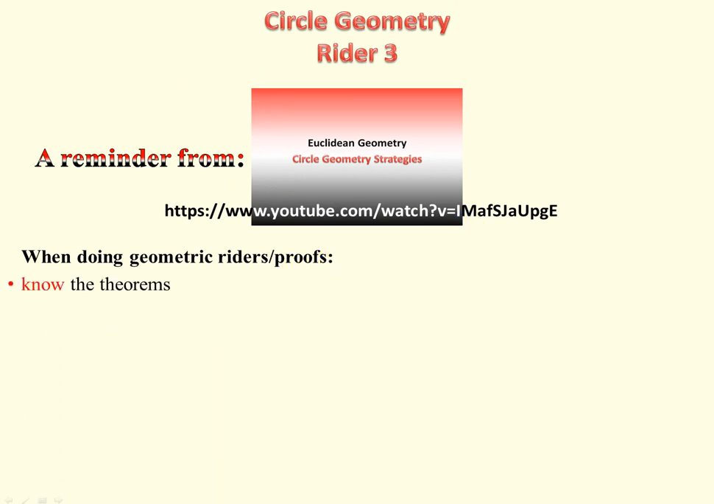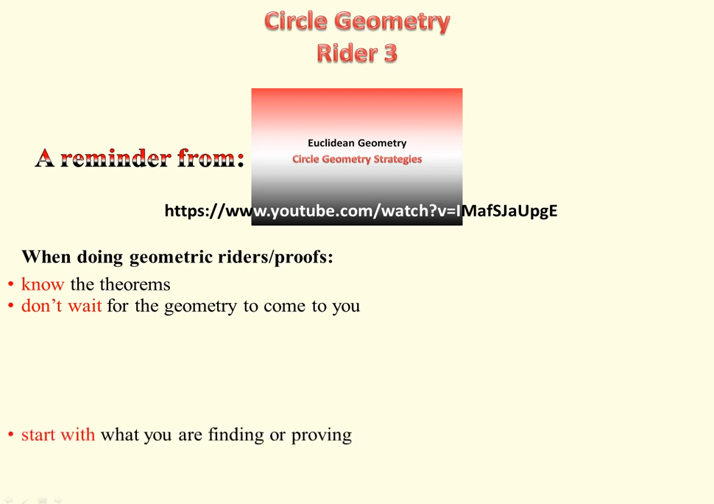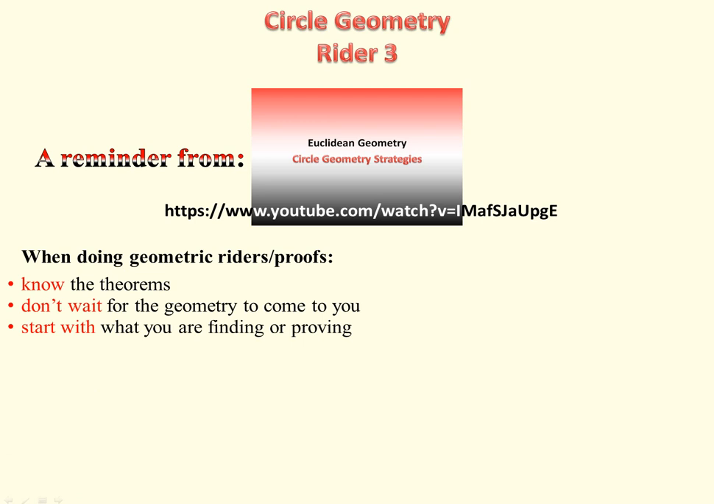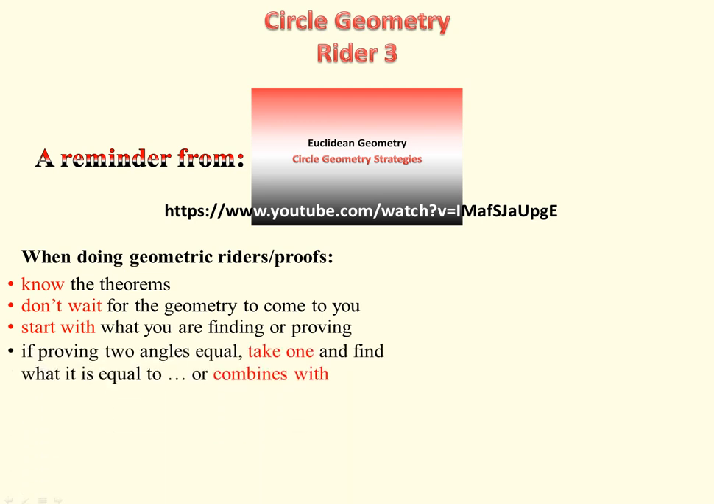and proofs. First, you need to know the theorems. You need to be able to recognize them. Secondly, don't wait for the geometry to come to you. You have to ask yourself relevant questions. Start with what you're finding or proving. So don't just write everything you can see equal on a figure. It can be very confusing. If proving two angles equal, take one and find what it is equal to or combines with. And if proving something about lines or shapes, ask what if it is so.